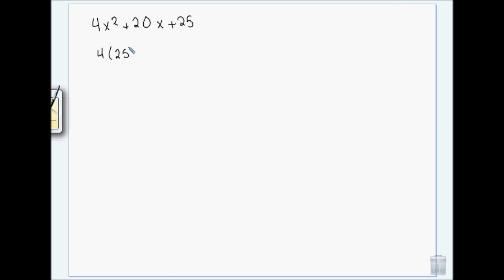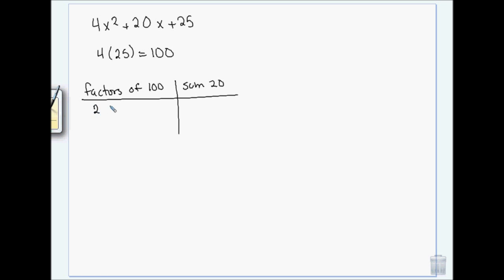So I'm going to take 4 and multiply it by 25, and that gives me 100. And then I'm looking for factors of 100 with a sum of 20. Okay, if I did 2 and 50, I would have 52. If I do 10 and 10, that gives me 20, right? So I'm looking for 10 and 10.